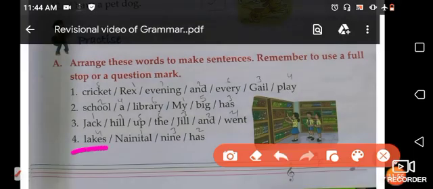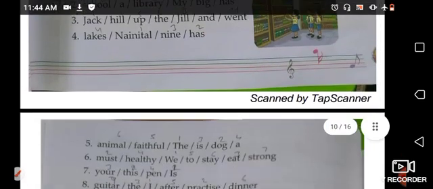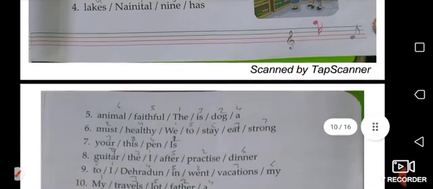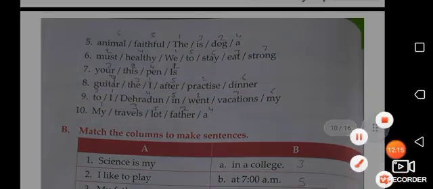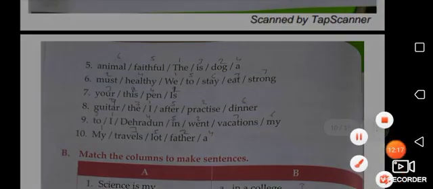Okay, fourth one is: lakes, Nainital, 9, has. Okay, so the sentence would be: Nainital has 9 lakes. Okay, Nainital has 9 lakes. Okay, it would be the sentence. Now turn your page and come to the next page. Okay, and you have to now arrange the next sentence.